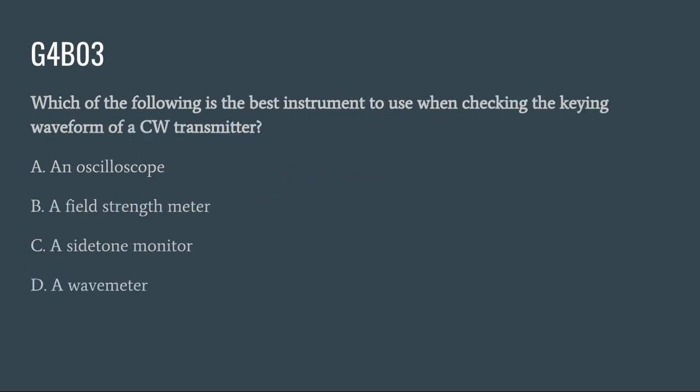G4B03, which of the following is the best instrument to use when checking the keying waveform of a CW transmitter? A, an oscilloscope. B, a field strength meter. C, a side tone monitor. Or D, a wave meter. Correct answer is A, an oscilloscope.